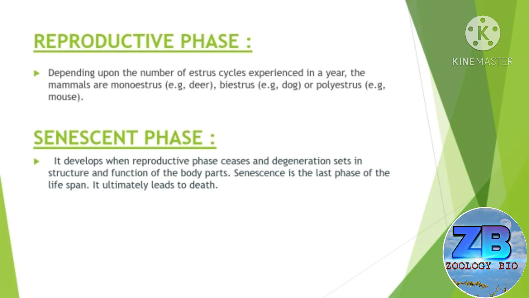Senescent phase develops when the reproductive phase ceases and degeneration sets in the structure and function of the body parts. Senescence is the last phase of the lifespan. It ultimately leads to death.